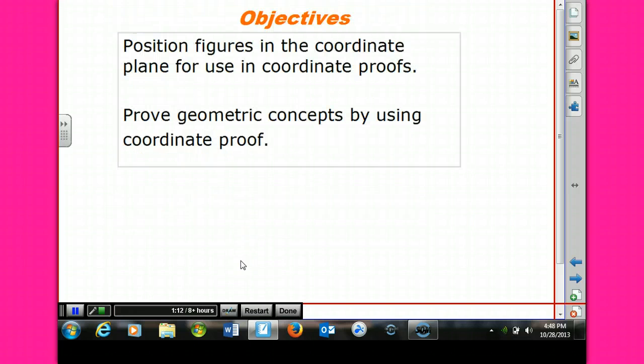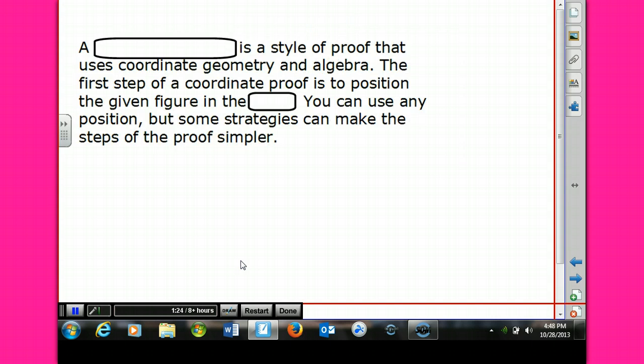Excellent. Okay, so today's objective is to position figures in the coordinate plane for use in coordinate proofs and prove geometric concepts by using a coordinate proof. So today we're talking about a coordinate proof, which is a style of proof that uses coordinate geometry and algebra.